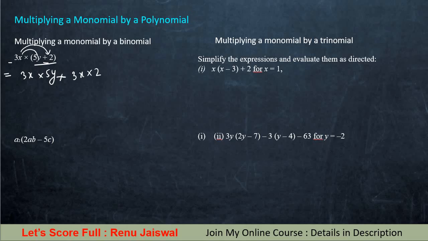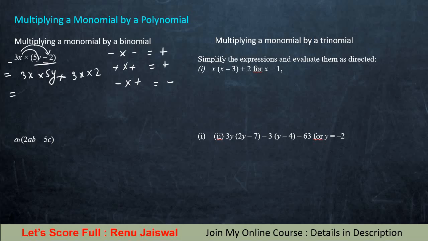I'll revise the rule here again. In multiplication, if there is the same sign, you get plus. So even plus plus will also give you plus in multiplication. But if they are different signs, minus plus or plus minus, it gives minus.